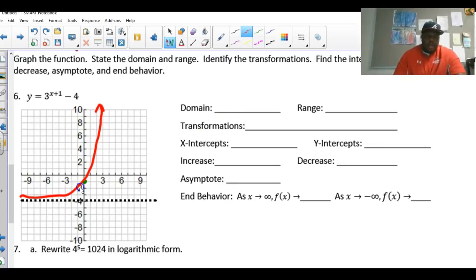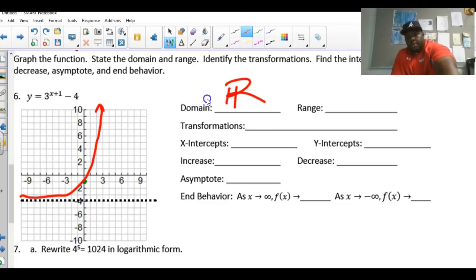Anyway, domain. This will continually get wider. This will not stop going in the left direction. So the domain, guys, is going to be all real numbers. For all exponential functions, the domain is all real numbers. That's a little hint right there for you guys.